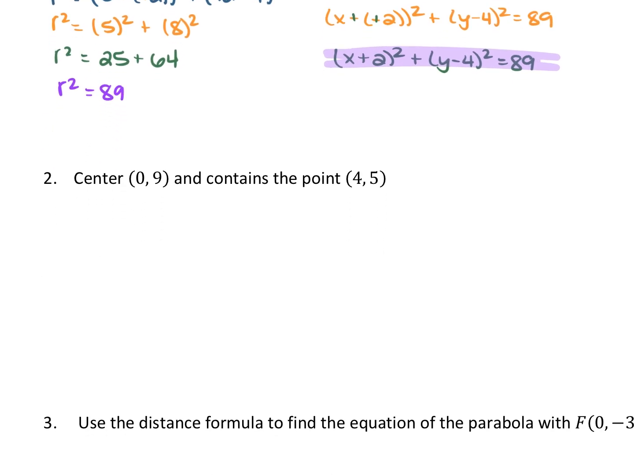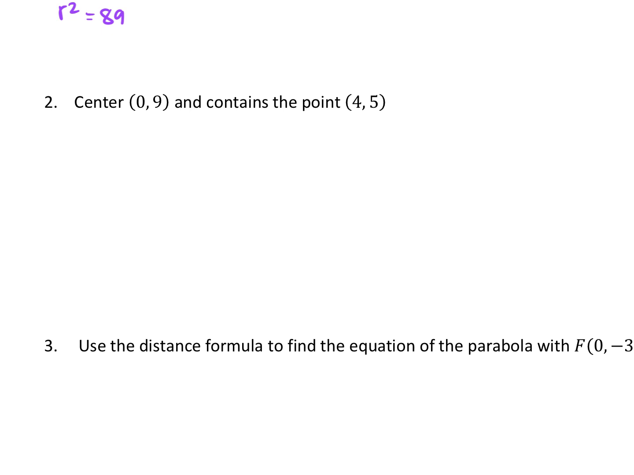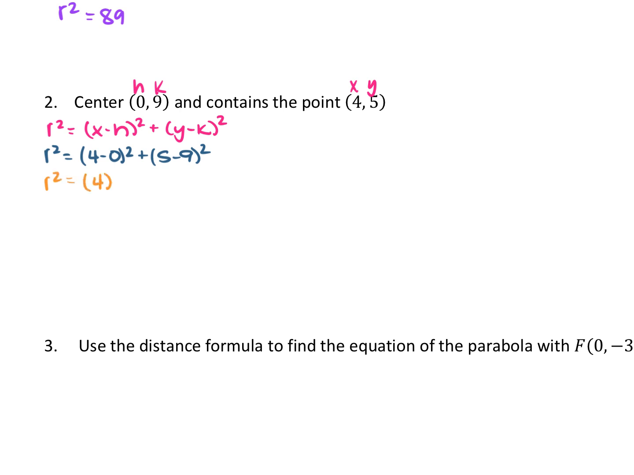For number 2, we have a center of (0, 9), and it contains the point (4, 5). So again, that center is h and k, and your point is x and y. We're going to plug all these values into r squared is equal to x minus h squared plus y minus k squared. So that'll give us r squared is equal to 4 minus 0 squared plus 5 minus 9 squared. This will simplify to give you r squared is equal to 4 squared plus -4 squared, which means r squared is 16 plus 16. So r squared is 32.